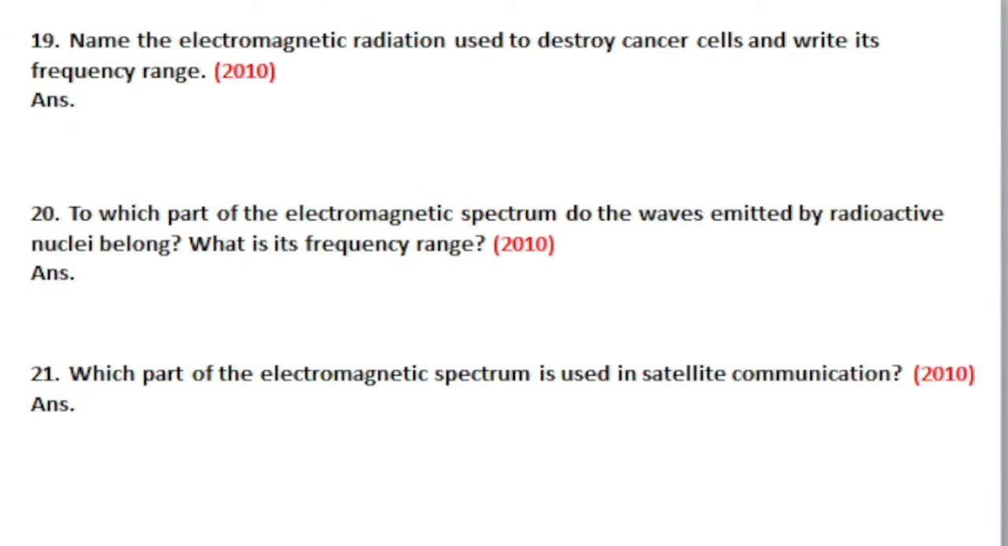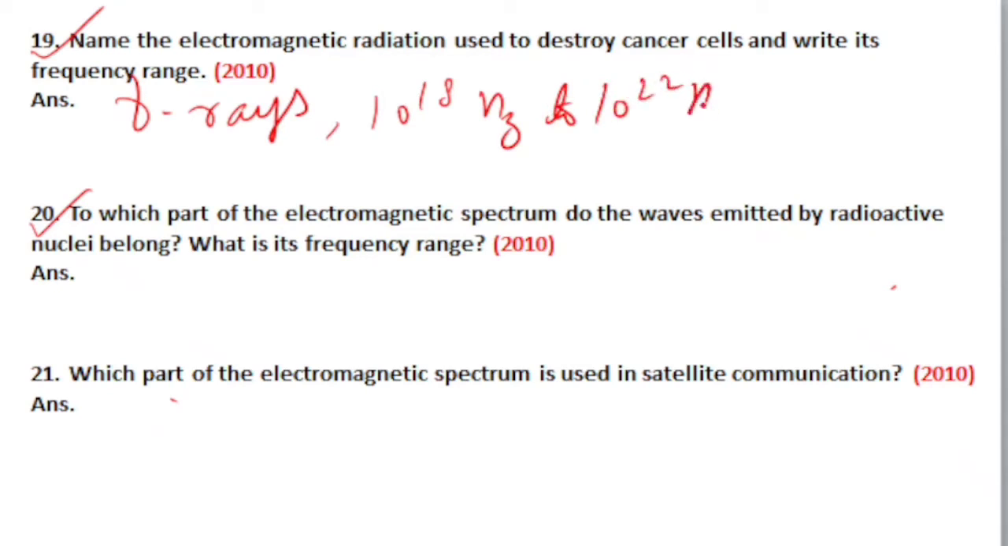Next, question number 19. Name the electromagnetic radiation used to destroy cancer cells and write its frequency range. Already discussed. Which electromagnetic radiation is used to destroy cancer cells? Yes, gamma rays. And what is its frequency range? Its frequency range is between 10 to the power 18 Hz to 10 to the power 22 Hz. Now, next question number 20.